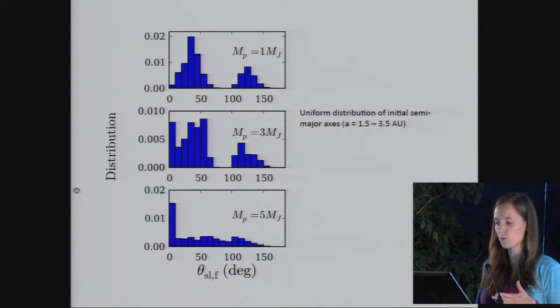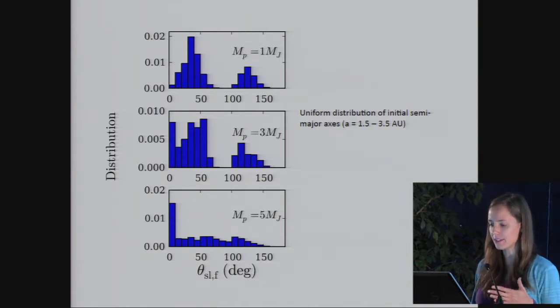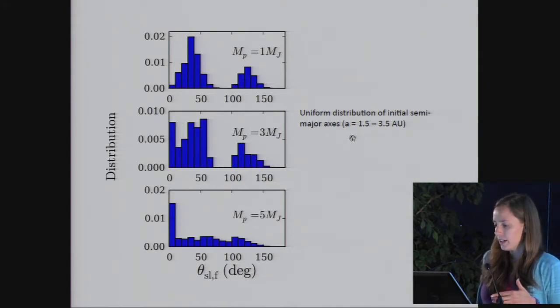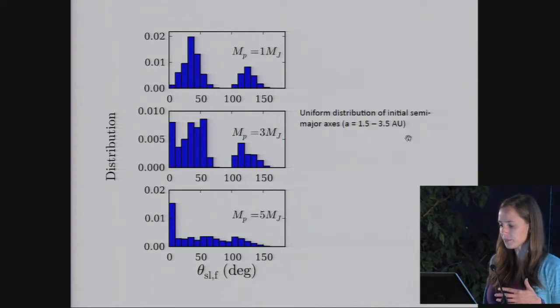Okay, so that was just for one semi-major axis, but in reality, we don't actually know where planets typically start out in the disk. And so we looked at a distribution of semi-major axis in this range here. And you can see that the overall results don't really change too much. So you still get this bimodality for lower planet masses and a preference for alignment for higher planet masses.